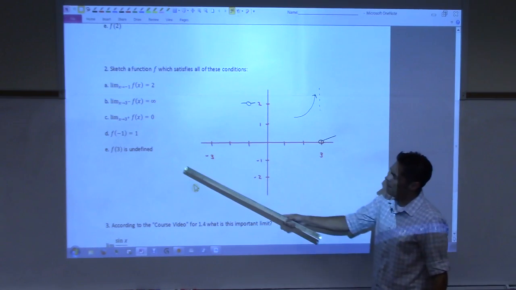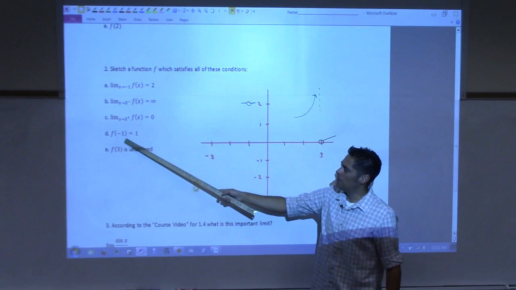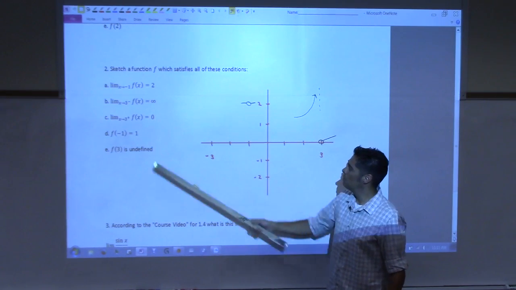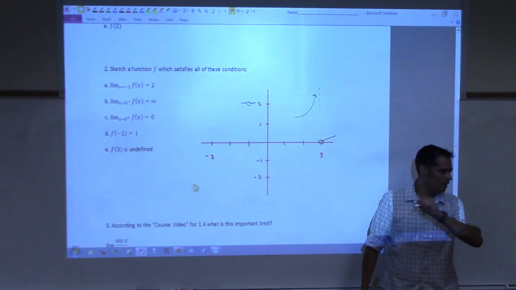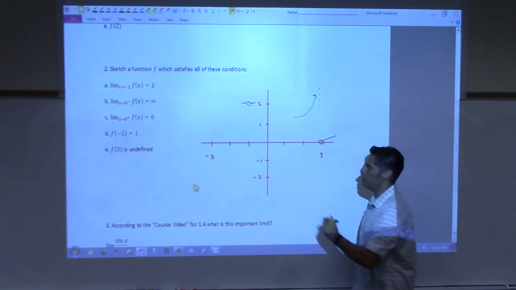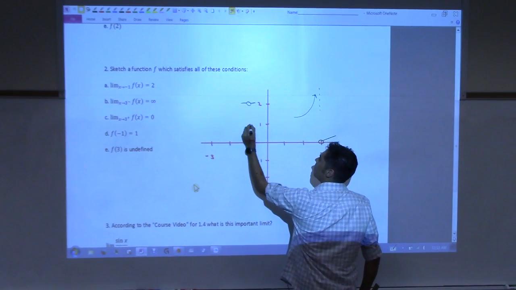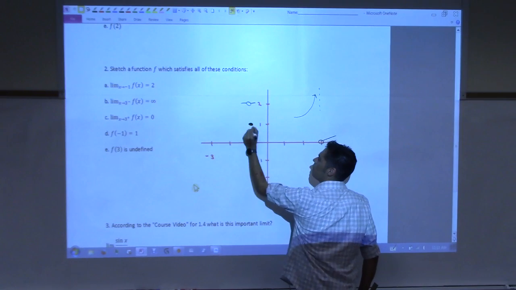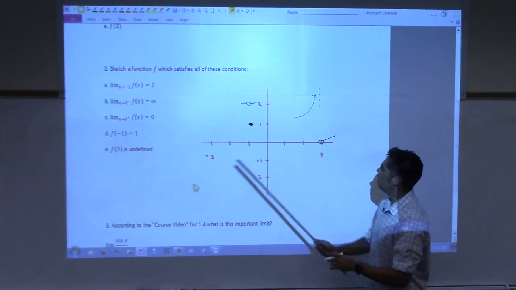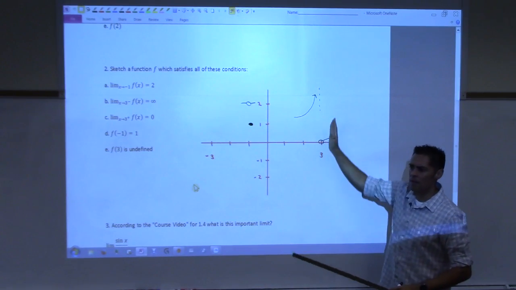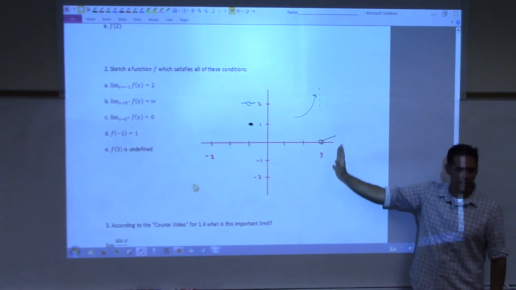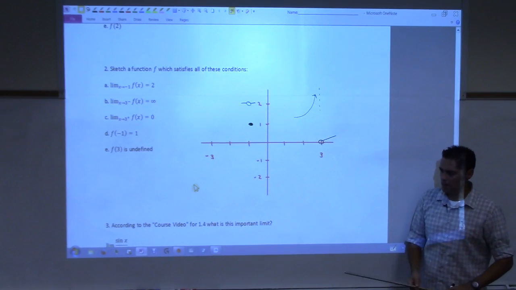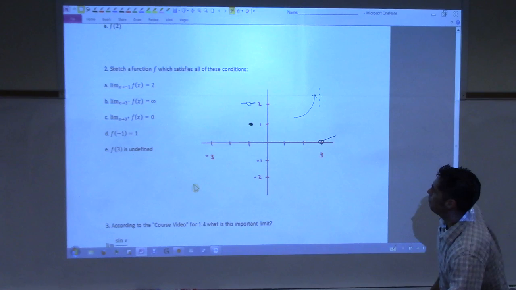And then f of -1 needs to be 1. So that's algebra, right? There's a dot at -1. I need to put a y value of 1. So at -1, I need to be like this, solid. And f of 3 is undefined. So I'm just going to leave it like this. I'm not going to fill any dots in. Got that? The last thing is just to put this together.